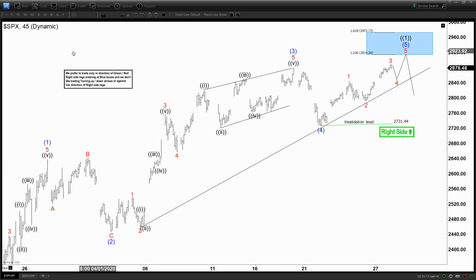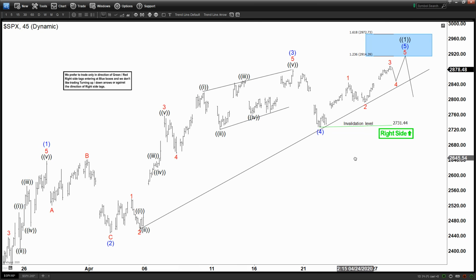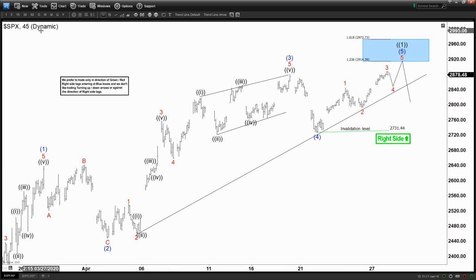So today we'll be looking at the chart of the S&P. This is the SPX 45 minutes chart. We can see right here that the index rallies as an impulse.